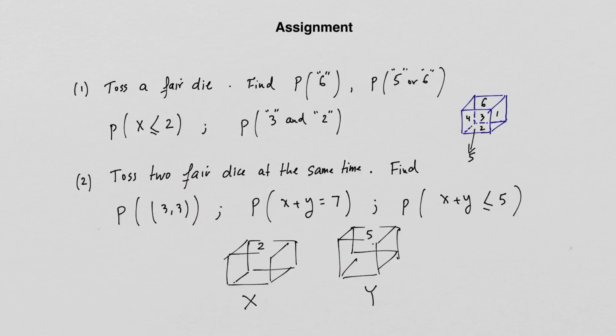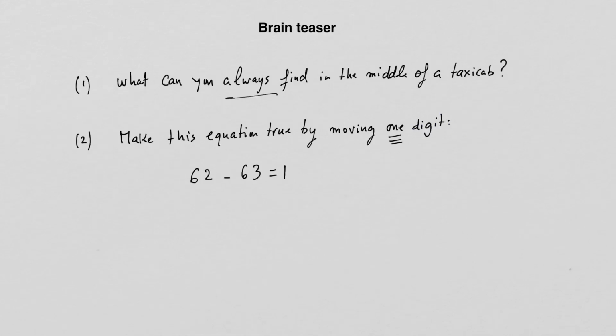Okay, so for fun, if you would like, I would like you to work on these two brain teasers. What can you always find in the middle of a taxi cab? The key word here is always, okay? And don't say something like, the glass. Well, that wouldn't be a brain teaser. And how do you know it is in the middle? So that's the first brain teaser.